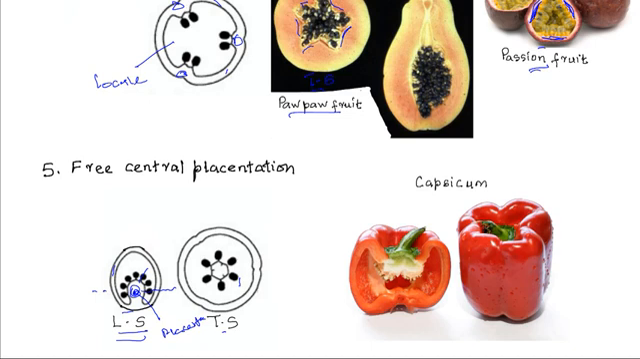That is, the locule is not divided into any compartments, and then the placenta is found on one side of the wall. To the placenta, several seeds or ovules are attached. So a good example is the capsicum fruit. This is a placenta, and here are the seeds that are attached to it.